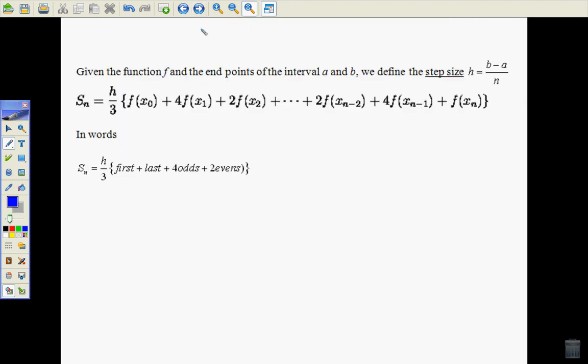This time though, our formula is a little bit different, and this time it's going to be h on 3. So there's the first difference: the h value is not on 2 this time like for trapezoidal, it's on 3 for Simpson's rule. Again, we're going to have the first value plus the last value. But now we're going to have what we call odds and evens.